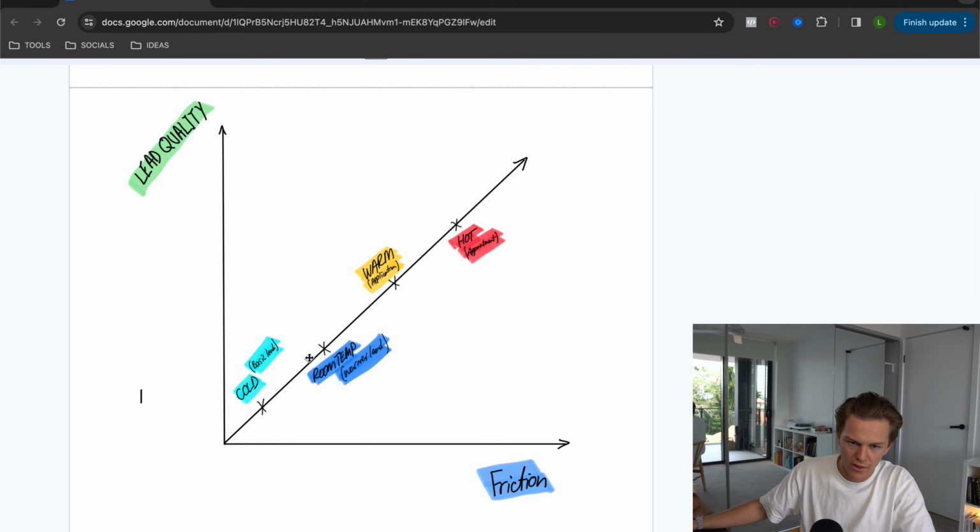Then we go up a little bit further, we add a little bit more friction. We can call this a room temp lead or a warmer lead.